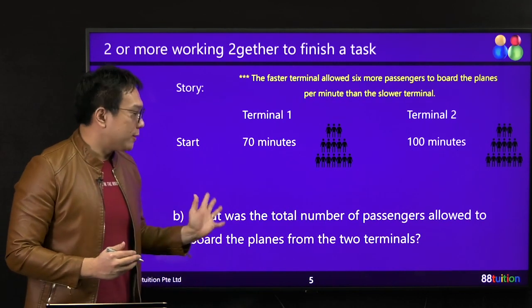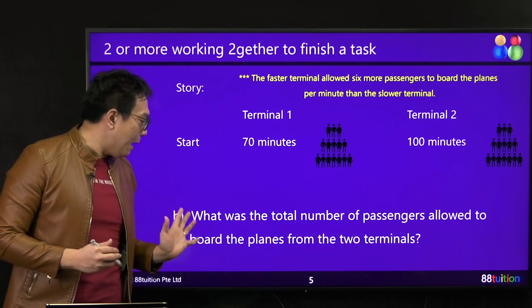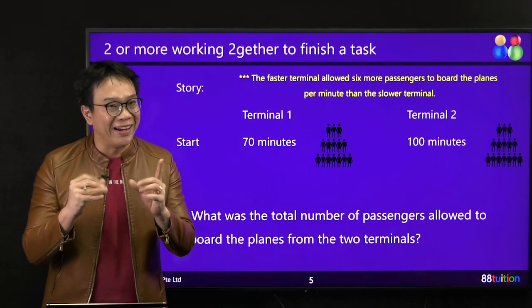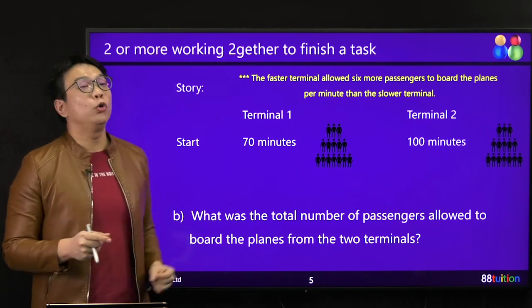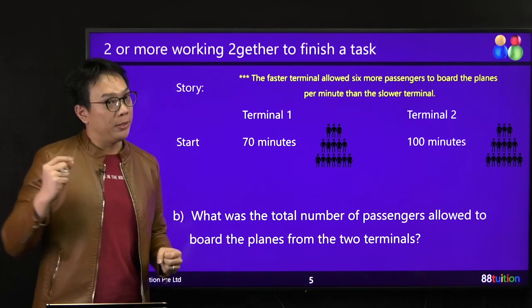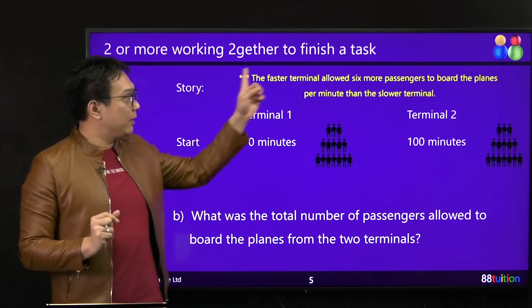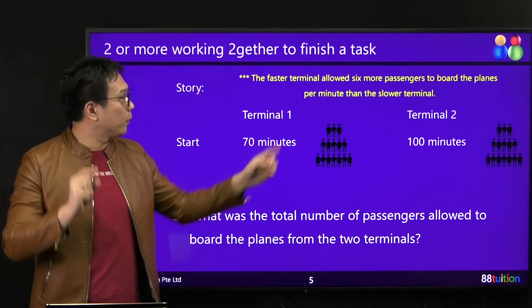What was the total number of passengers allowed to board the planes from the two terminals combined together? Alright, this type of question: two or more working together to complete one task. Alright, something along that line. Okay? And down here, the important thing is what? There's an additional clue. What's the clue?